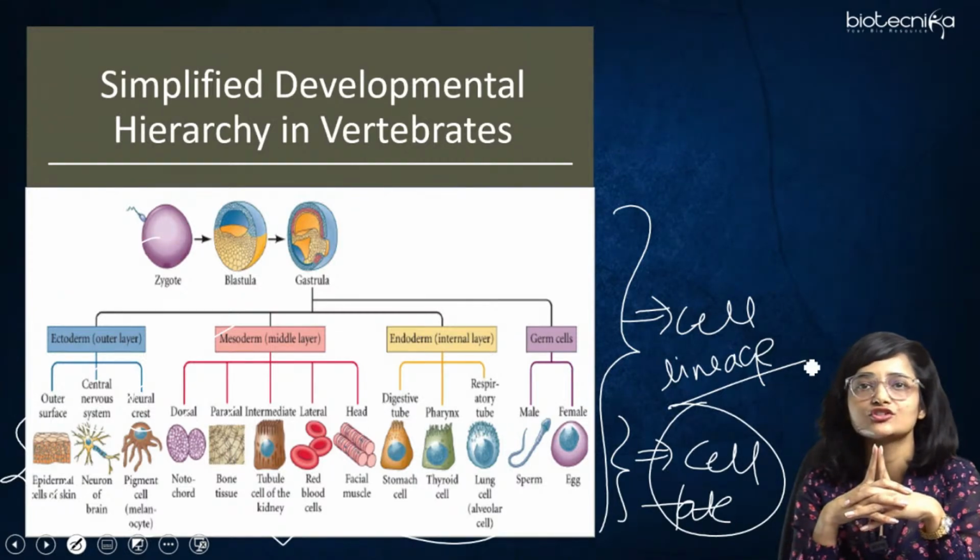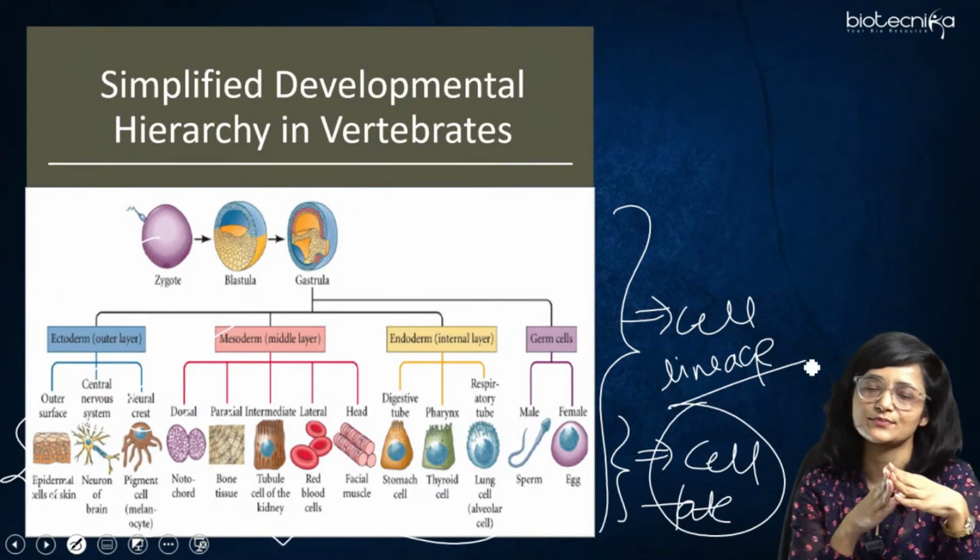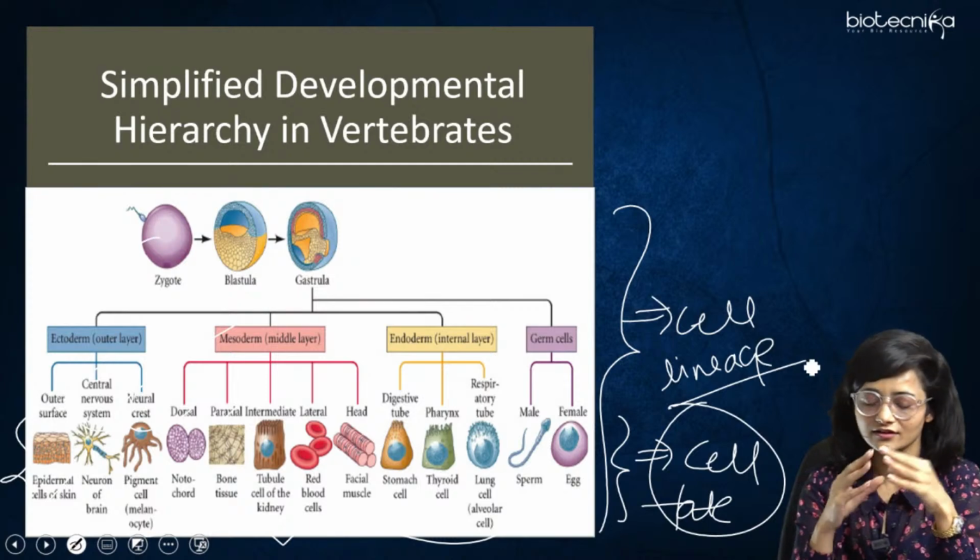Then at last come the germ cells. The germ cells are basically sperms in males, and eggs in females, right?